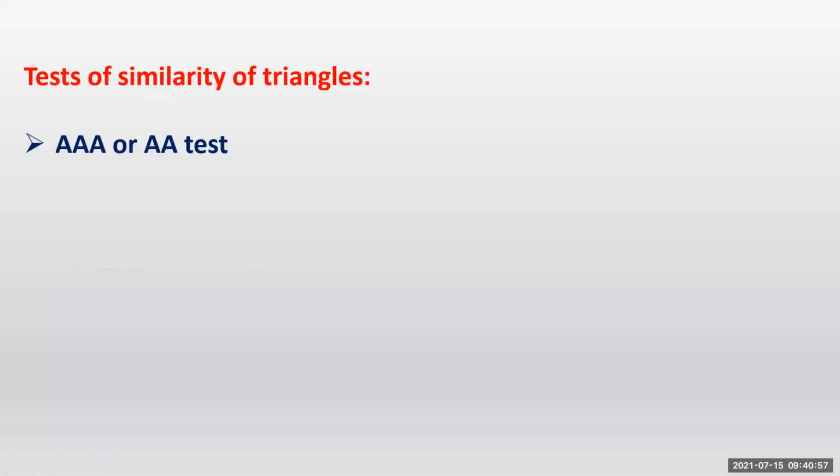Angle test: you know that if two angles of the triangle are equal, understand? So that means the third angle which is left out is also going to be equal. So your angle test can also be written as AA test. Then you have got the SAS test and the SSS test.